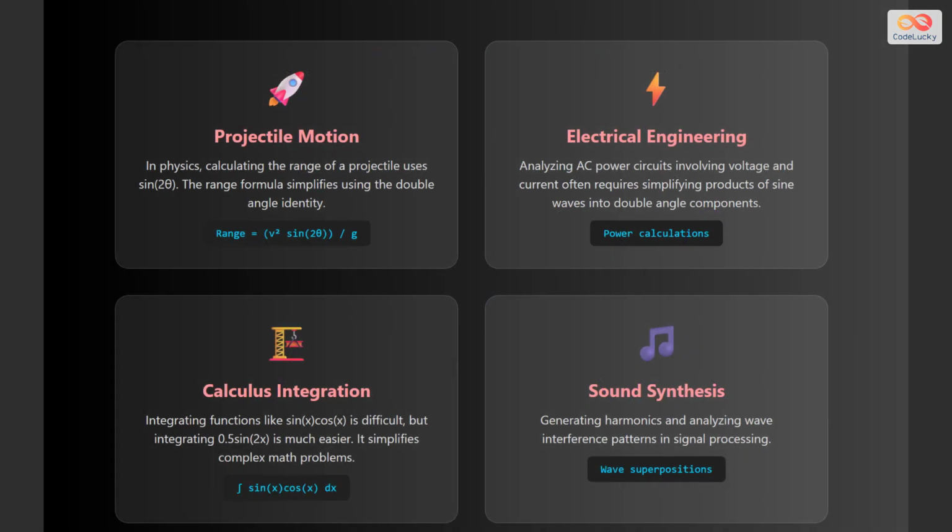Why do we learn this? In physics, it simplifies projectile motion equations for finding distance. In electrical engineering, it helps analyze power in AC circuits. And in calculus, turning a product of sine and cosine into a single double angle term makes integration much easier.